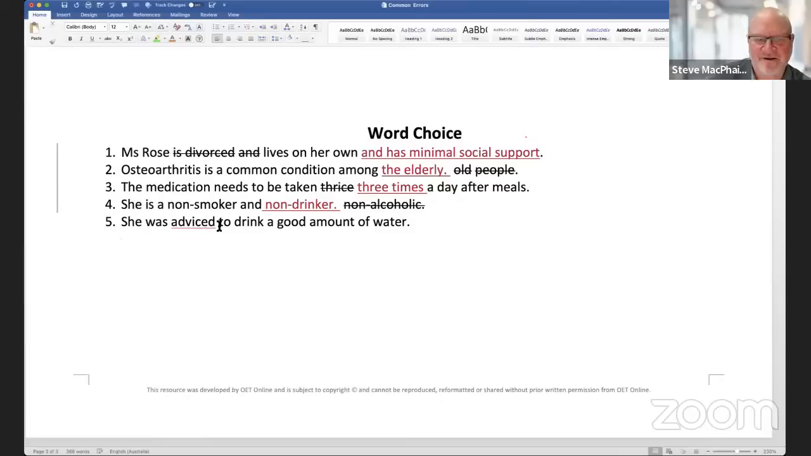All right, last one. She was advised to drink a good amount of water. This is not a spelling error, but it is a bit informal, a good amount. That's more like spoken English. Oh, good job. I would definitely use that: she was advised to increase her fluid intake. So you need to sound like a health professional.